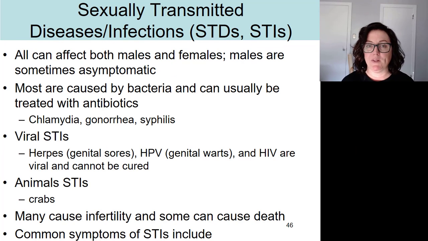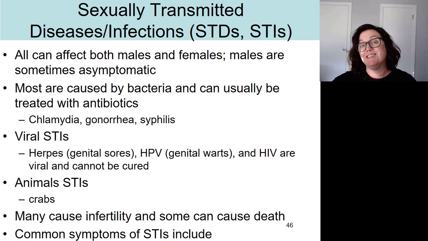Before we leave our talk on the male reproductive system, I want to talk about sexually transmitted diseases. Not because these are things that only happen in the male, but just because they're important. Sexually transmitted diseases are also known as sexually transmitted infections. Apparently that's where the literature is going now, is calling these STIs rather than STDs. They can affect both men and women. In some cases, though, males tend to be asymptomatic, meaning they don't have symptoms.